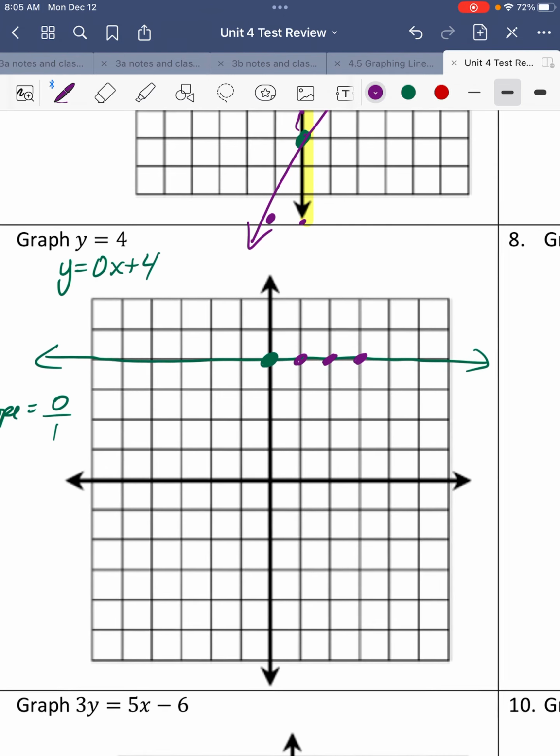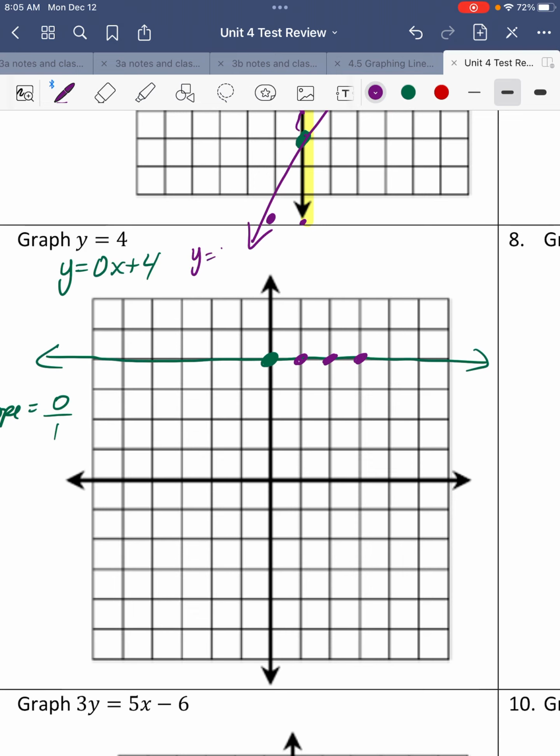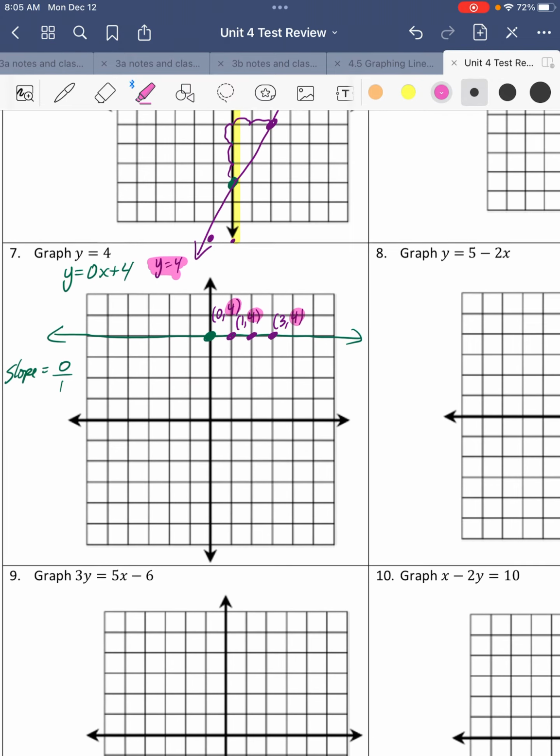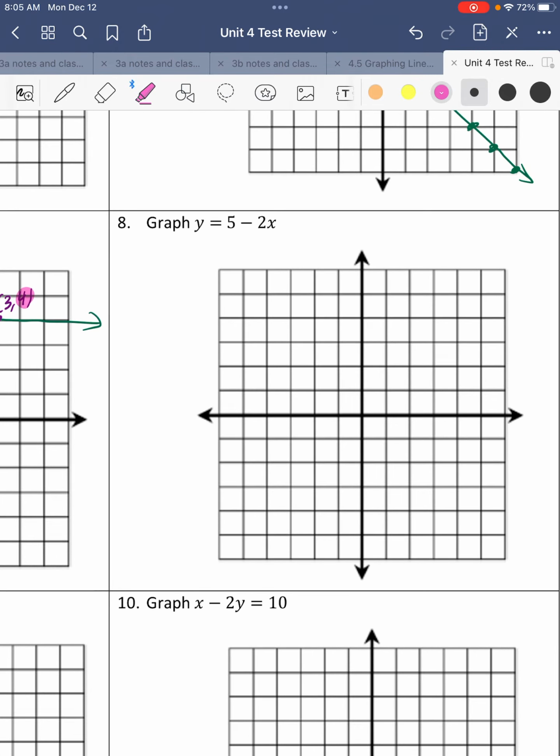Another thing you could say for this point, where y equals 4, any coordinate, so this is (1, 4), over here is (3, 4), (0, 4). Any of these coordinates, the only thing you can really say about them is that the y value is 4, which is this, y equals 4. The y is always going to equal 4, and that's the only point that makes sense.